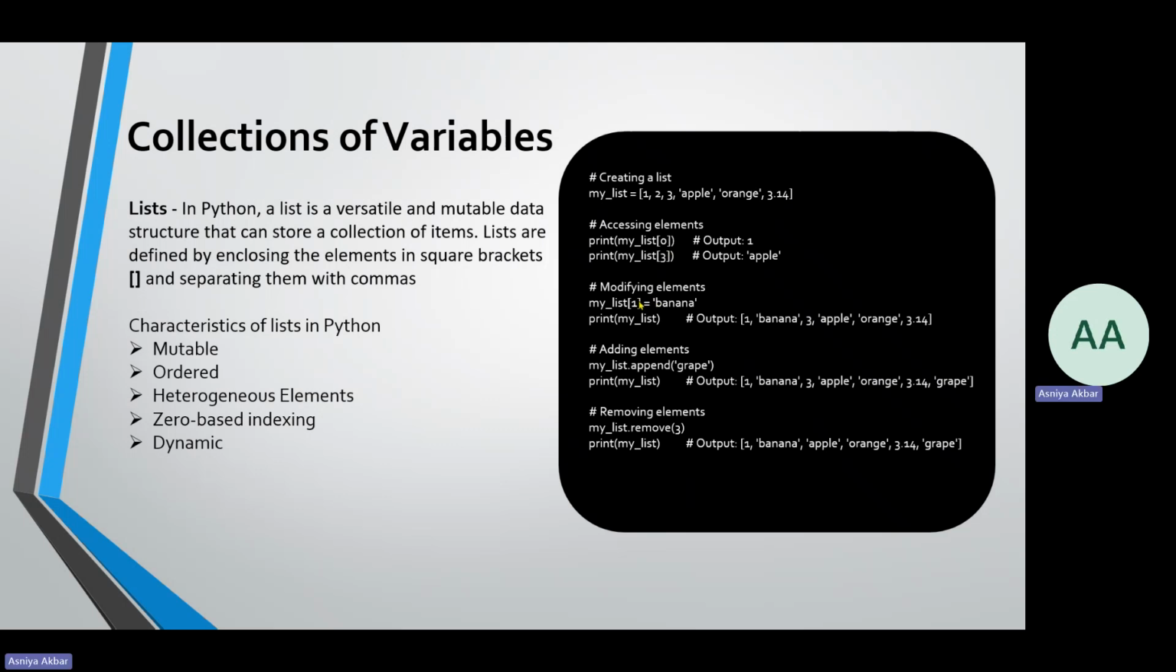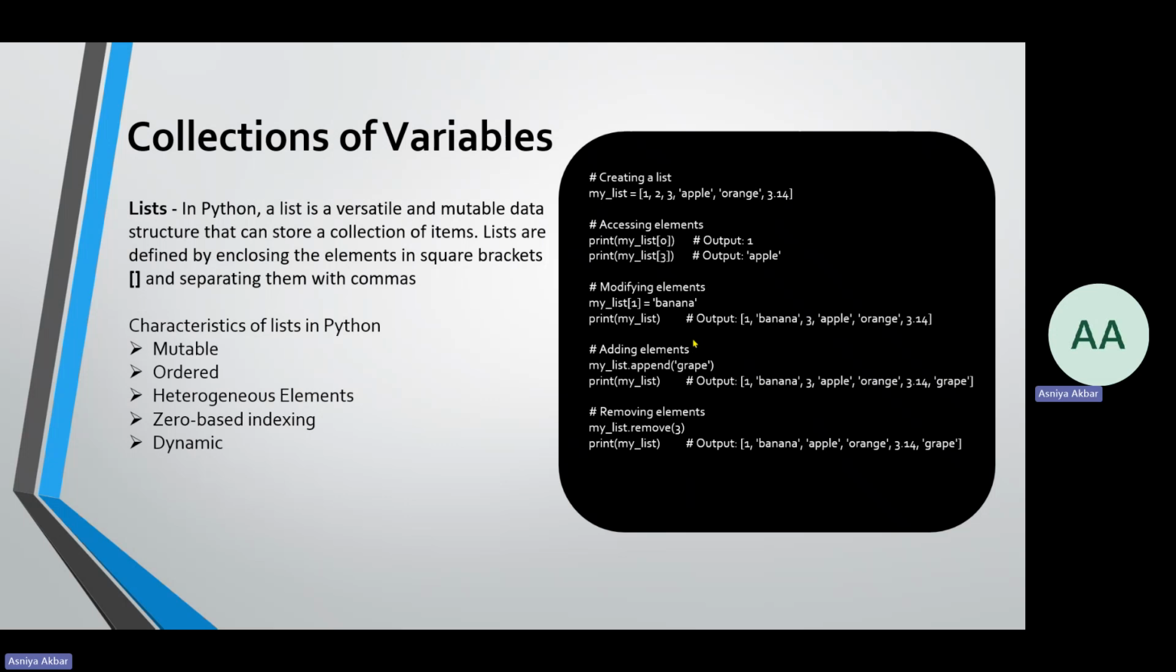Also, if you want to modify any element or replace any element, you have to give the name of the list. Then you have to give the index number and give the value that you want to update it with. And then it will be updated. So you can see here that I have given list 1, index 1, which has the value 2. So I want to replace 2 with banana. So this is the syntax I use, and you can see the output.